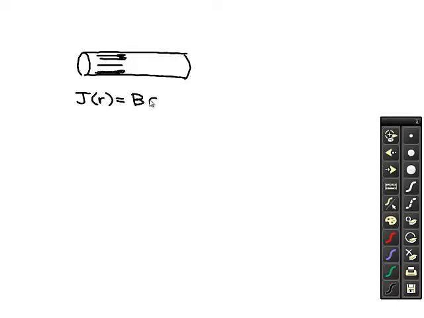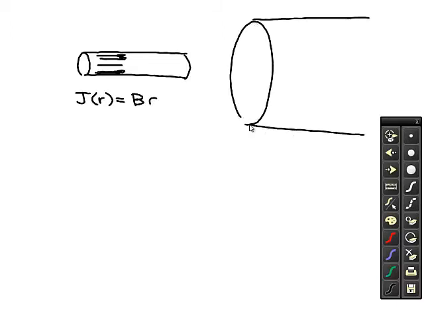Now, if we blow this up a little bit and look at the cross-section a little bigger, what they want to know is how much current is going through a region that looks like this. It's kind of a thin cylinder that's concentric to the cross-section of the wire. So, how are we going to do this? How are we going to figure out how much current is going through here?